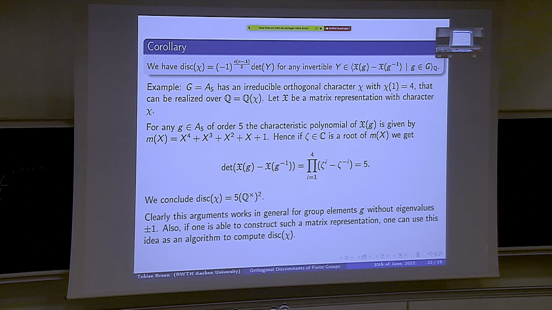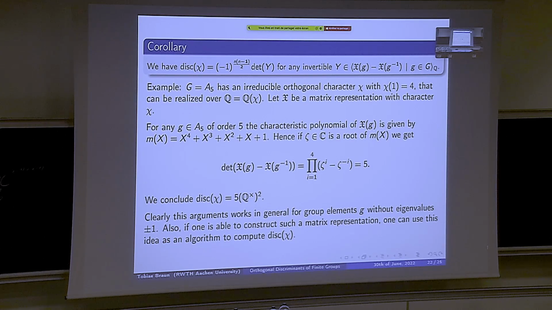In fact, this argument works in general for a group G as long as you find an element g that doesn't have eigenvalues plus or minus 1, because then this one will always be invertible. Just imagine you're working over the complex numbers, you diagonalize these matrices, and then the difference of these matrices can only have a 0 on the diagonal if the 1 meets a minus 1. So if there are eigenvalues plus or minus 1.